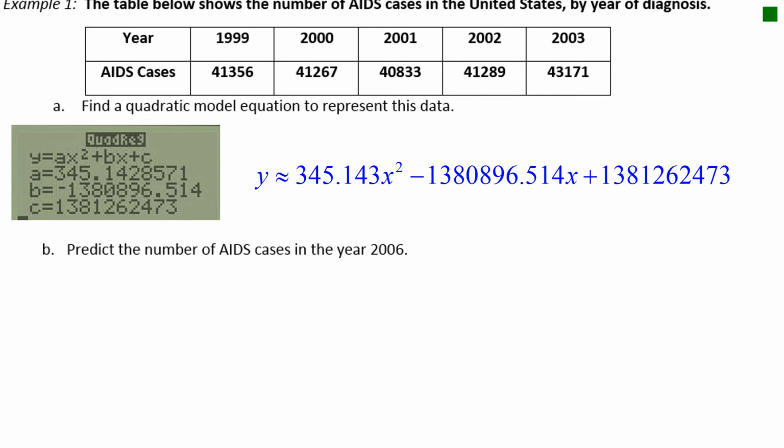What are we going to do with that? Well, we can answer other questions. This says predict the number of AIDS cases in the year 2006. Go back up here and look at your picture, year 2006. Those were our x's. So what we're going to do is we're going to plug that in for x.